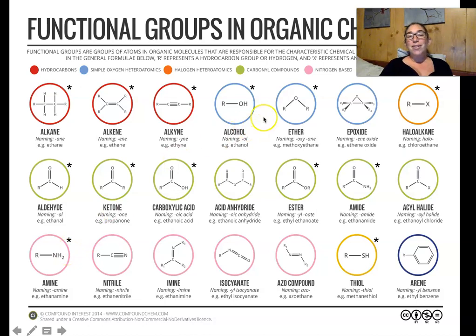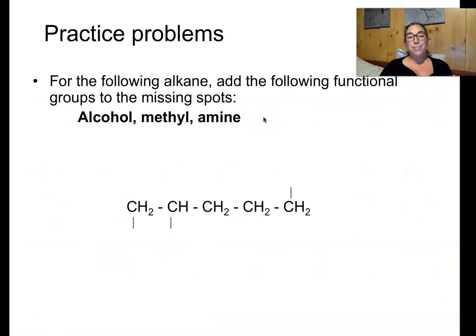And the table is more simple in the textbook. It's not all of these groups. So let's do just a little practice problem here where we practice just drawing some functional groups. It says on this following alkane chain, we want to add the following functional groups to the missing spots. So we want to add an alcohol group.